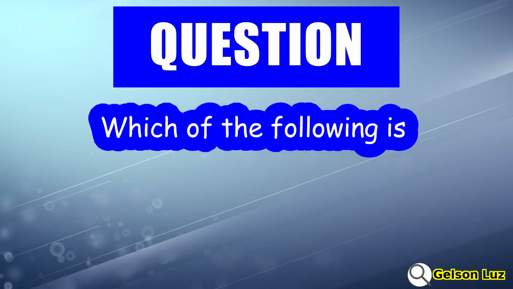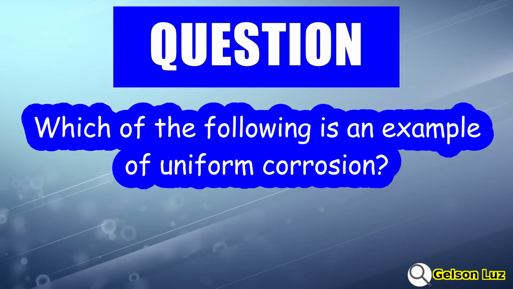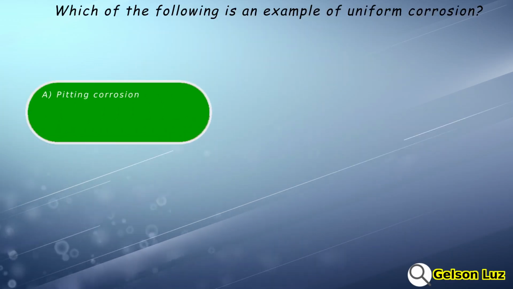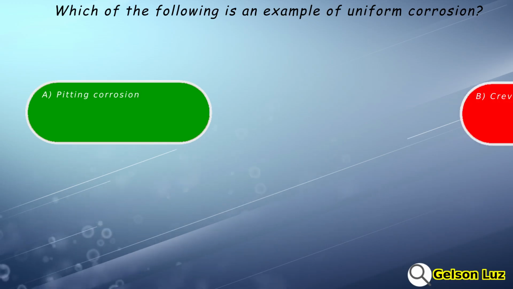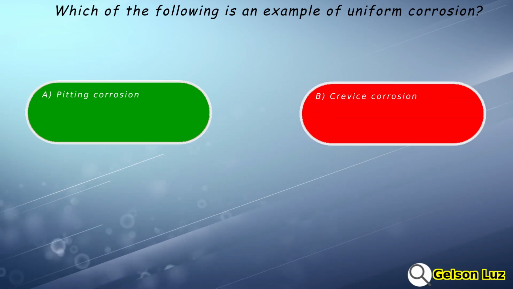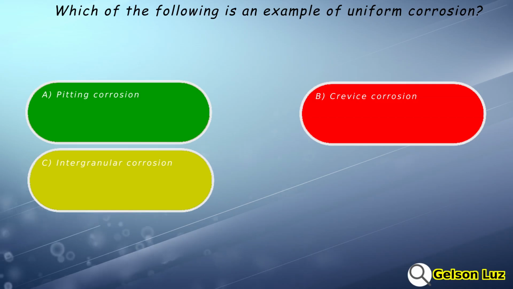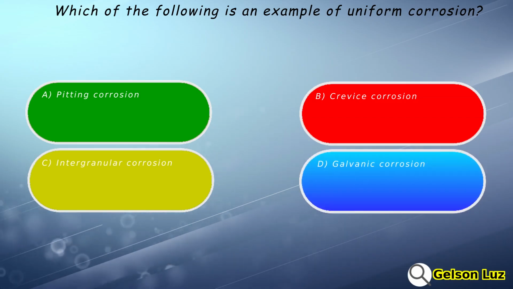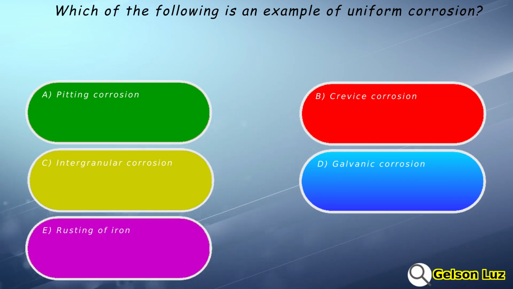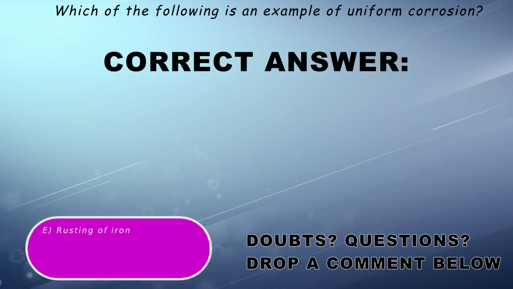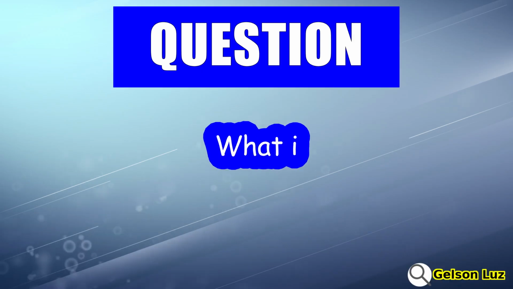Which of the following is an example of uniform corrosion? A. Pitting corrosion. B. Crevice corrosion. C. Intergranular corrosion. D. Galvanic corrosion. E. Rusting of iron. The correct answer is E. Rusting of iron.